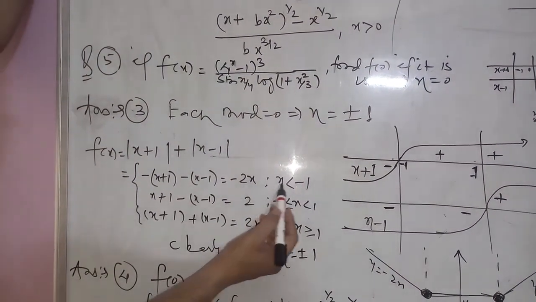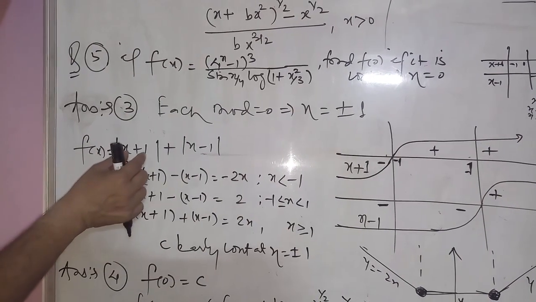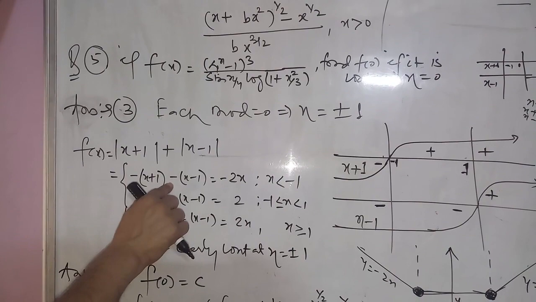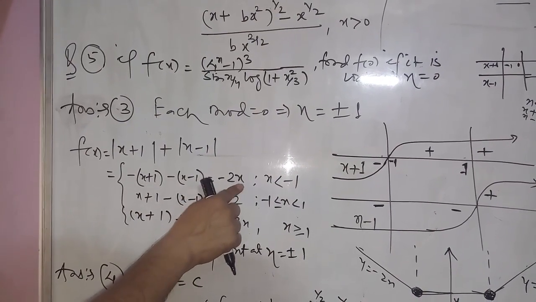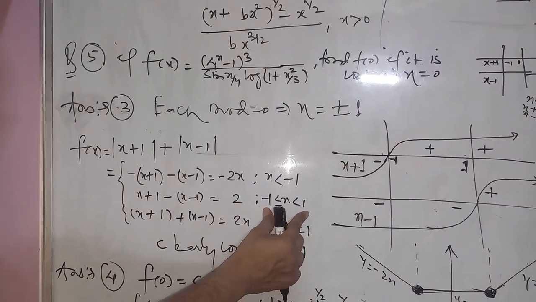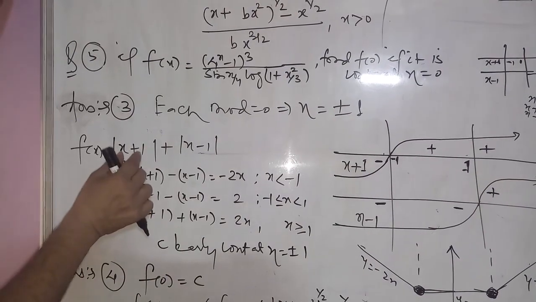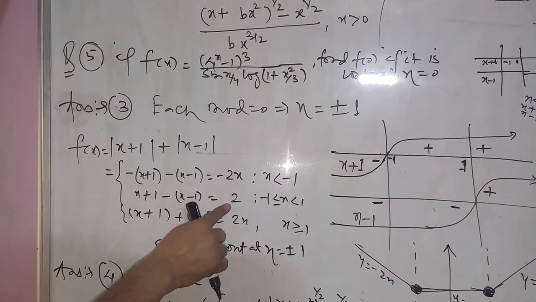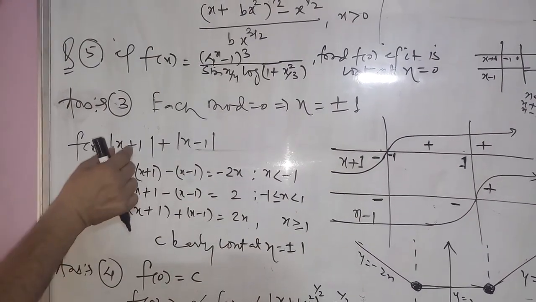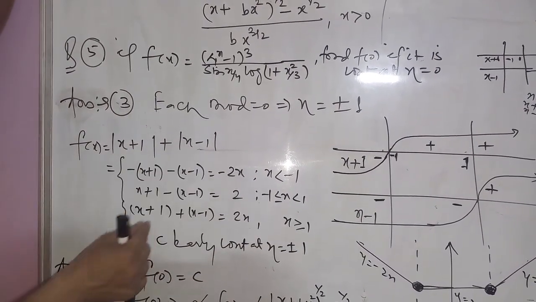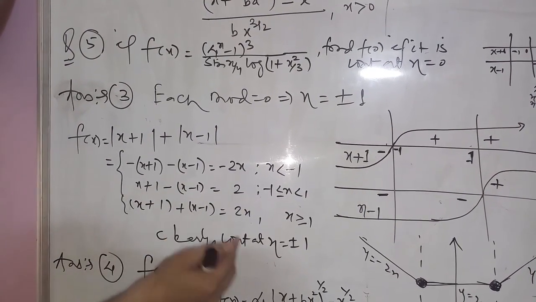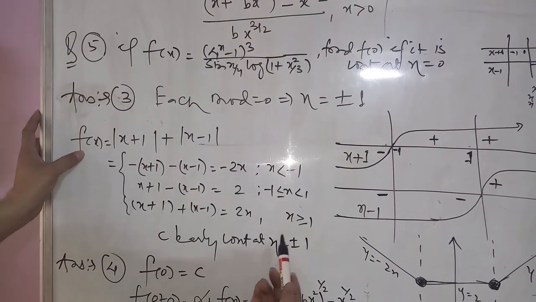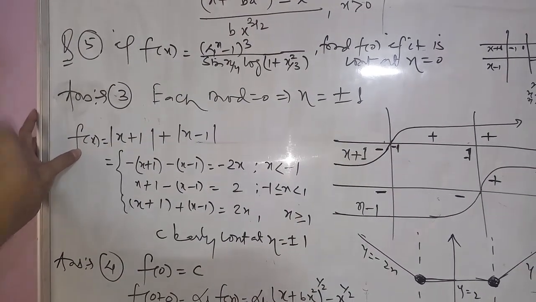Now, when x less than minus 1, both expressions x plus 1, x minus 1 negative, minus of x plus 1, minus of x minus 1 equal to minus 2x. When x lying between minus 1 to 1, in such case x plus 1 is positive, x minus 1 is negative, so this will give 2. When x greater than equal to 1, both expressions x plus 1, x minus 1 positive, x plus 1 plus x minus 1 equal to 2x. Here, change points are 1 and minus 1.